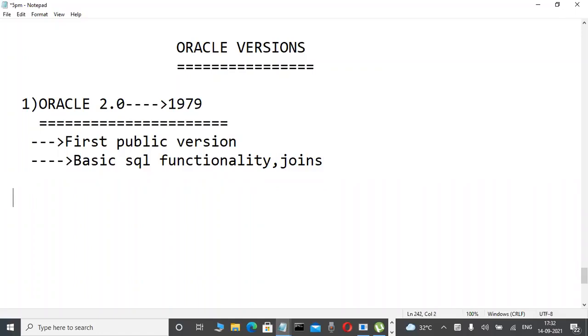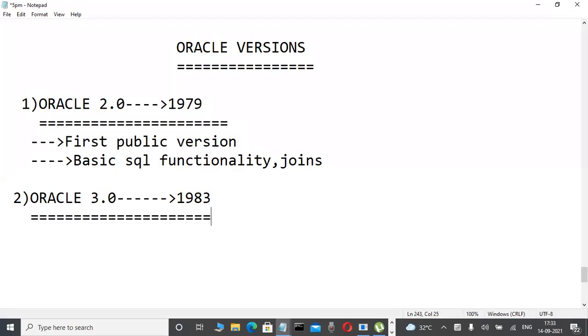Next, the second one. Write it. At least tell me the version number. Oracle's next version is 3.0. Very good, correct. Now, in which year was this 3.0 introduced? You don't have an idea, but guess. 1983 only, they introduced the Oracle 3.0 version.